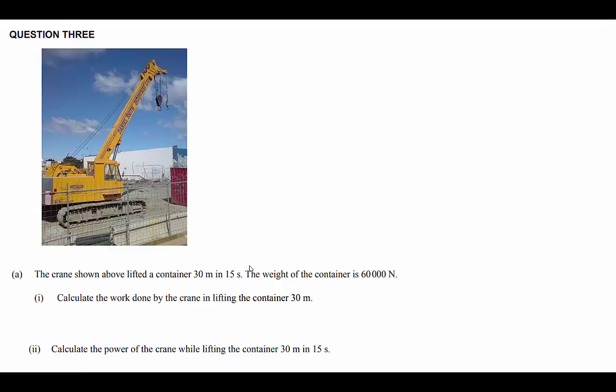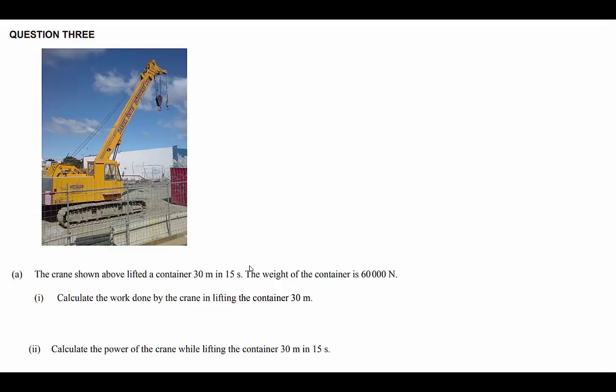On to question 3. We've got a crane that's lifting a container 30 meters in 15 seconds. The weight of the container is 60,000 newtons. Calculate the work done by the crane in lifting the container 30 meters. So the work done is energy.